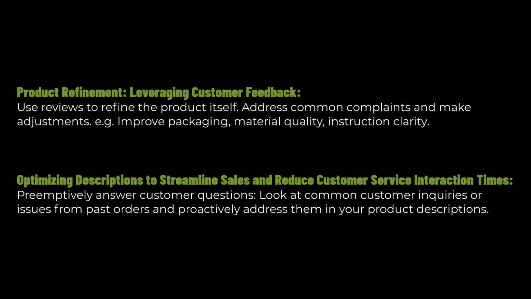Product refinement, leveraging customer feedback. Use reviews to refine the product itself, address common complaints, and make adjustments, e.g., improve packaging, material quality, instruction clarity. Optimizing descriptions to streamline sales and reduce customer service interaction times. Preemptively answer customer questions. Look at common customer inquiries or issues from past orders and proactively address them in your product descriptions. So the next step of refining and improving our business is to work with the photos that we initially created for our listing.